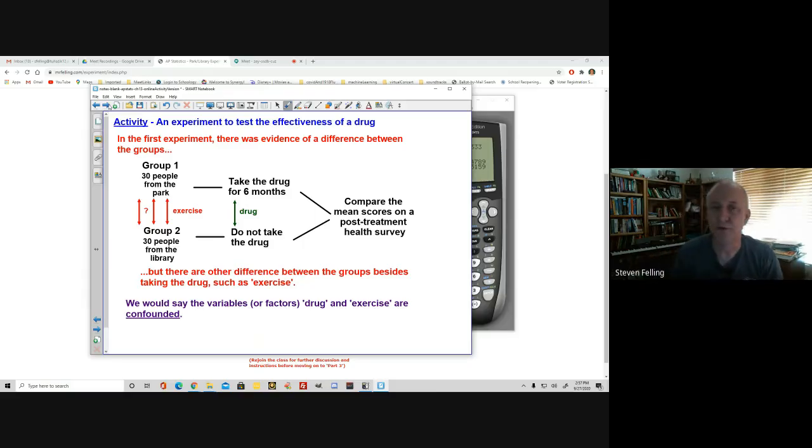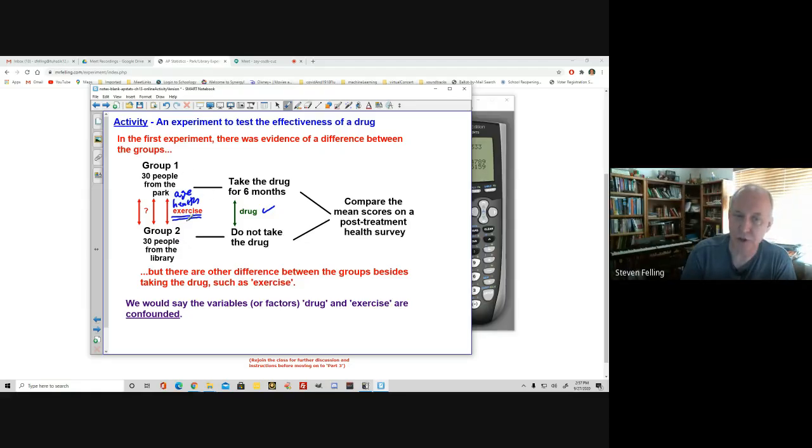Here's the problem in the first experiment, right? Yes, we had the drug, but there's all these other sorts of things going on here: age, general health level, and a biggie, do they exercise or not? And if we don't randomize between the people, all those differences are still differences in group 1 and group 2, right? So we have no idea whether the differences that we saw between the means are due to the drug or due to these other factors.